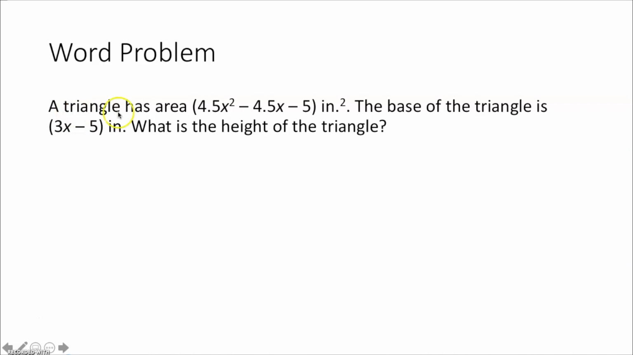Now, a word problem says a triangle has an area of 4.5x squared minus 4.5x minus 5 inches squared. The base of the triangle is 3x minus 5 inches. What is the height of the triangle? Okay, so step 1 in the word problem. We're not scared. We can do this.